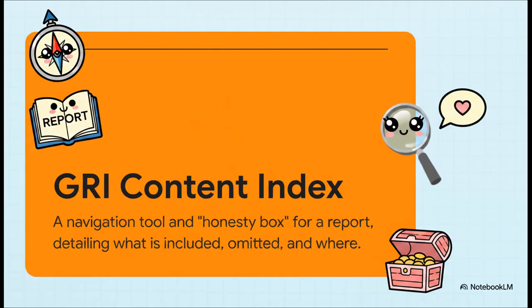And this is where the GRI Content Index becomes your best friend. Now, seriously, don't just think of this as a table of contents. It is so much more than that. It's like a master navigation tool for your entire sustainability report, sure, but it's also kind of an honesty box. It's not just pointing people to page numbers, it's the place where you openly declare what's not there and why. And believe me, that's how you build some serious credibility.